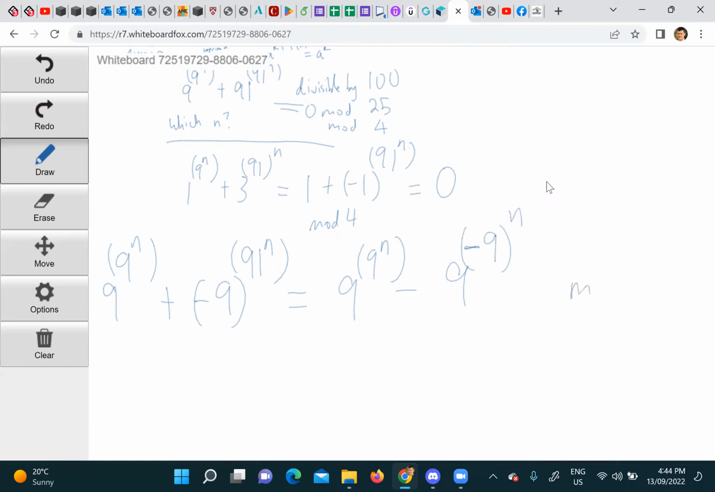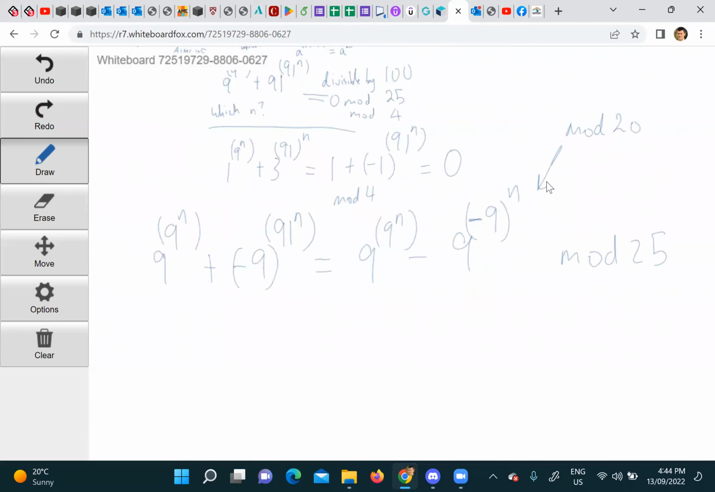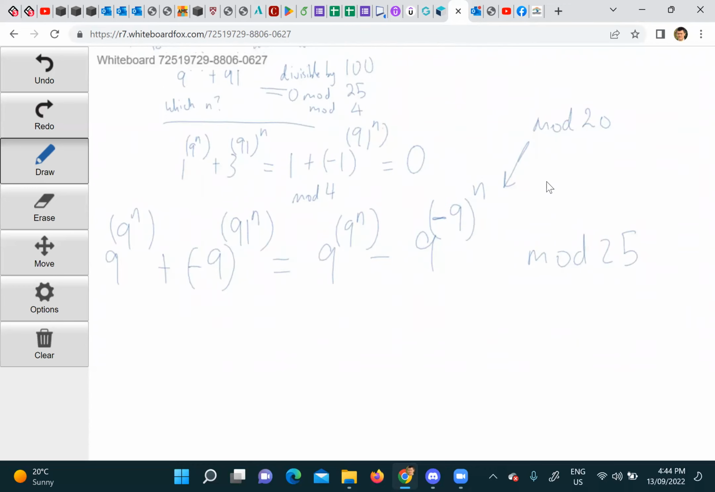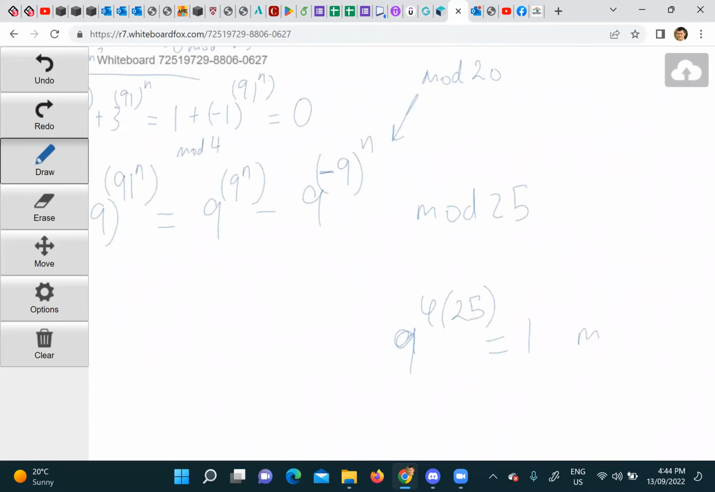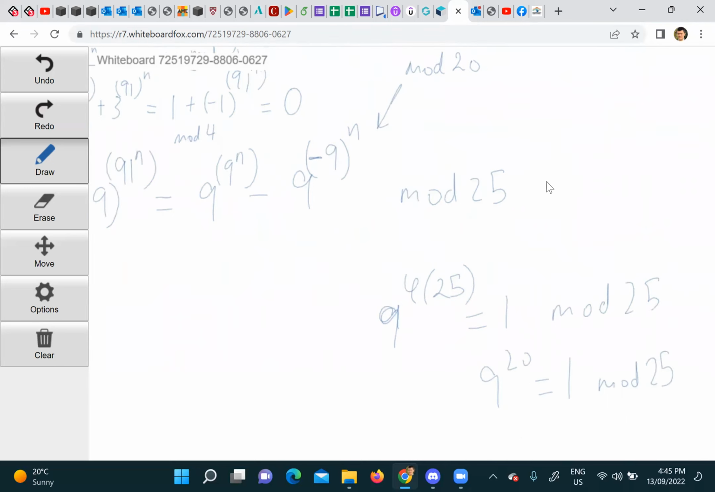So this thing is taken mod 25, yeah? So the power here is taken mod 20, yeah? Does that make sense? Because mod 25, remember by Euler's theorem, 9 to the power of phi of 25 equals 1, right? And so that's saying 9 to the power of 20 equals 1 mod 25. Yeah? No, not the whole thing.